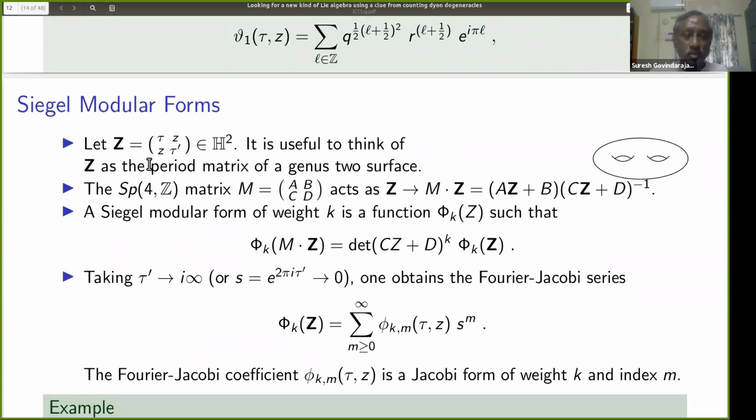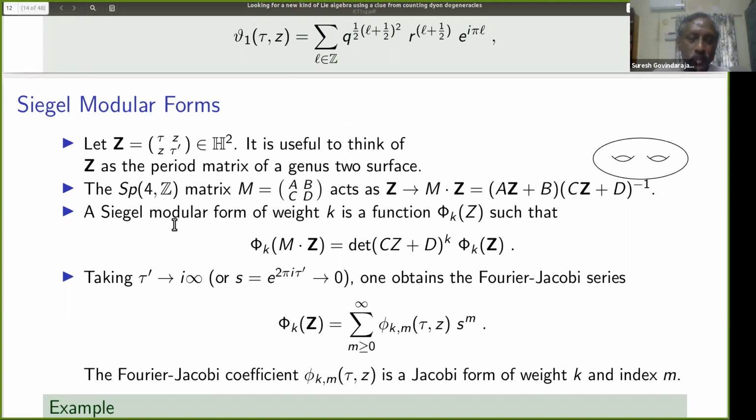Siegel modular forms are, again, functions of a point in upper half space. So what is this upper half space? It's tau and tau prime, similar to before. Im tau should be greater than 0, Im tau prime should be greater than 0. But there's a slightly more complicated condition, which is that the imaginary part of tau tau prime minus z squared, which is the determinant of this, should also be greater than 0. But these are the properties which define a genus 2 surface.